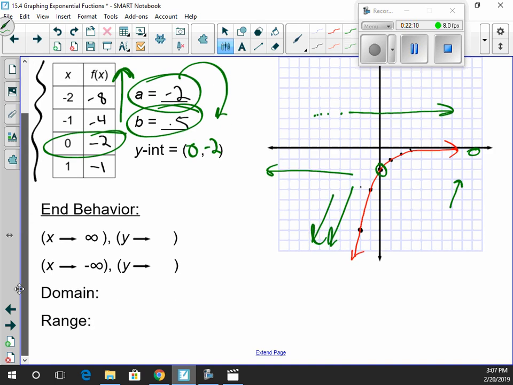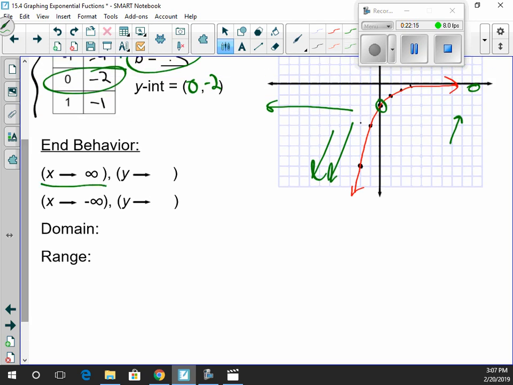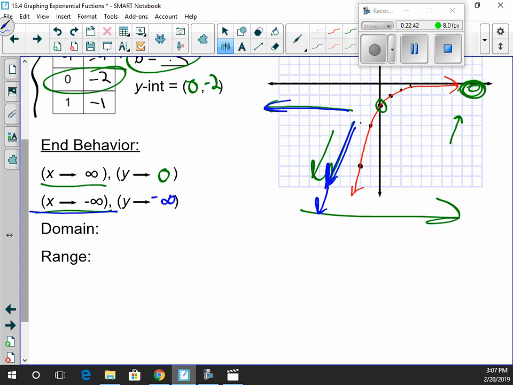So let's talk about end behavior now. As x approaches positive infinity, so as we're heading this way on the graph, what happens? It gets closer and closer to 0. So y approaches 0. As x goes to negative infinity, so now we're heading this direction, what did we say? It gets more and more negative, and so it goes to negative infinity. There is no end to where it will end up going in that direction. There's no limit to it.